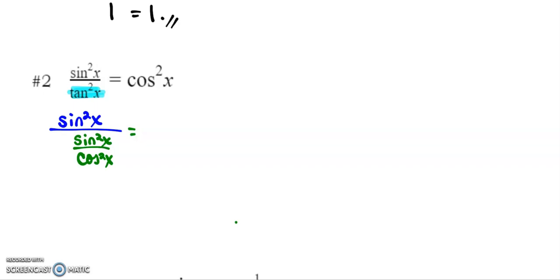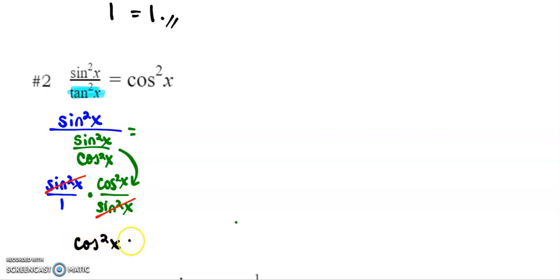But I can rewrite this if I think about the fact that I have a fraction within another fraction. I could rewrite this as the numerator, so sine squared over 1, times the reciprocal of the denominator, right? Multiply by the reciprocal. That's how you simplify fractions when you've got fractions within fractions. And now I have sine squared in the numerator and denominator, so those are gone. So I am left with cosine squared equals cosine squared. Don't forget your equal signs and your variables as you're working. Okay, so again, not necessarily the only way to go about that, but probably the most efficient way to do that. Okay.